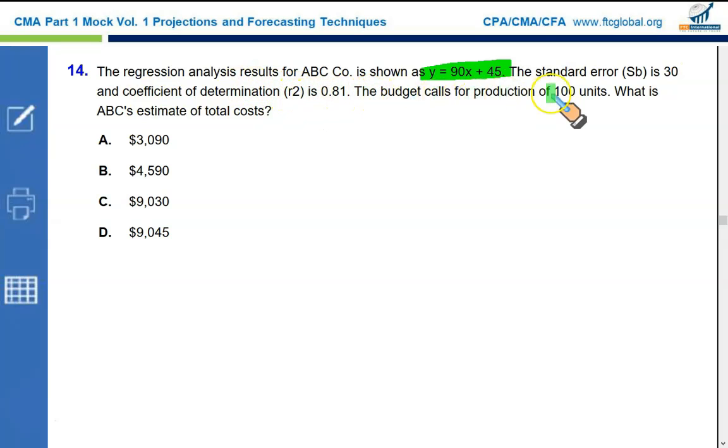The budget calls for production of 100 units. What is the estimate of total cost? It's a fairly straightforward question. What you need to do is just plug in 100 for X. You will get Y is equal to 90 into 100 plus 45, and its simplification will give you 9,045, and that's D.